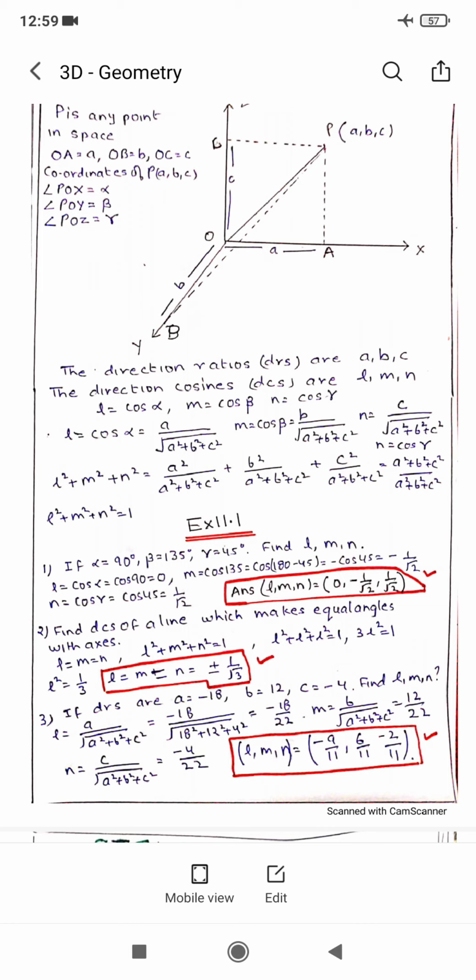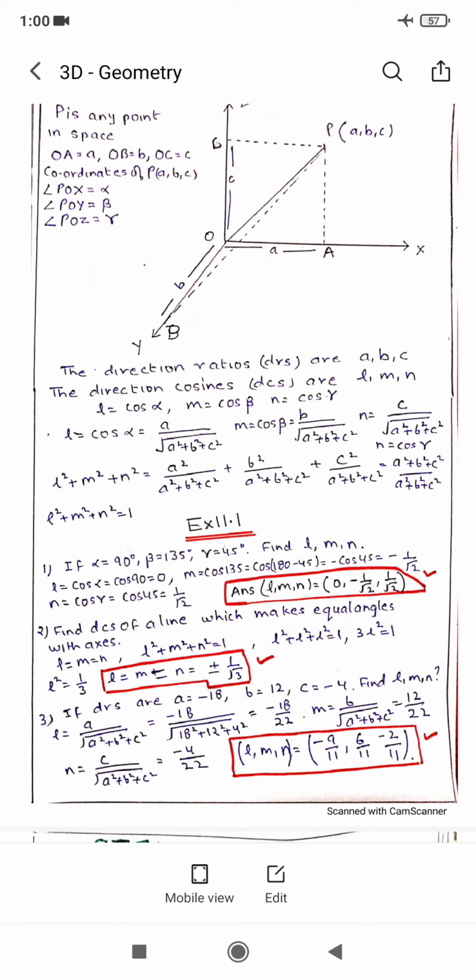The direction ratios, DRs, are small a, small b, small c. The direction cosines, DCs, are l, m, n. l is cos alpha, m is cos beta, n is cos gamma. l is cos alpha, a upon under root a square plus b square plus c square. m is cos beta, b upon under root a square plus b square plus c square. n is cos gamma, c upon under root a square plus b square plus c square. If we square them and add, you will find that the sum of their squares is 1.